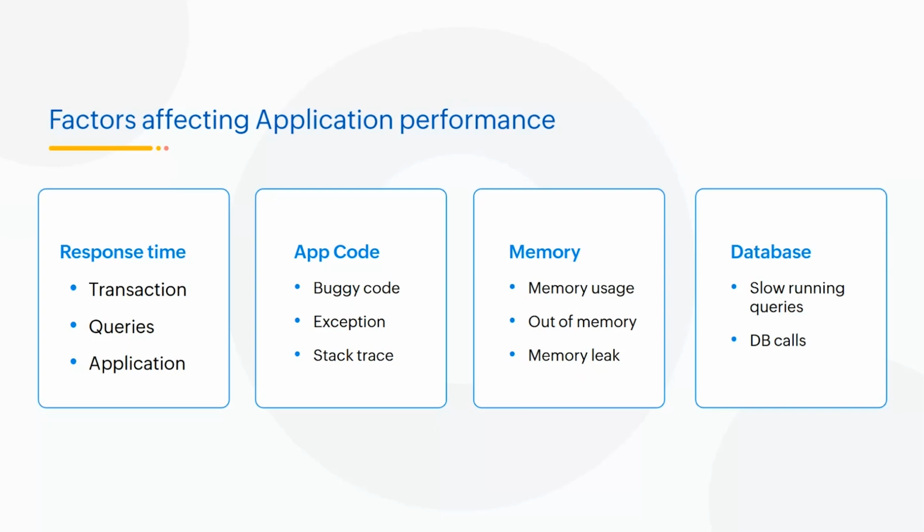The third one is memory. Monitoring the application's memory consumption is crucial nowadays. Higher memory usage can lead to performance issues and even crashes could happen. So, if the application exhausts its allocated memory, it might crash or become unresponsive.